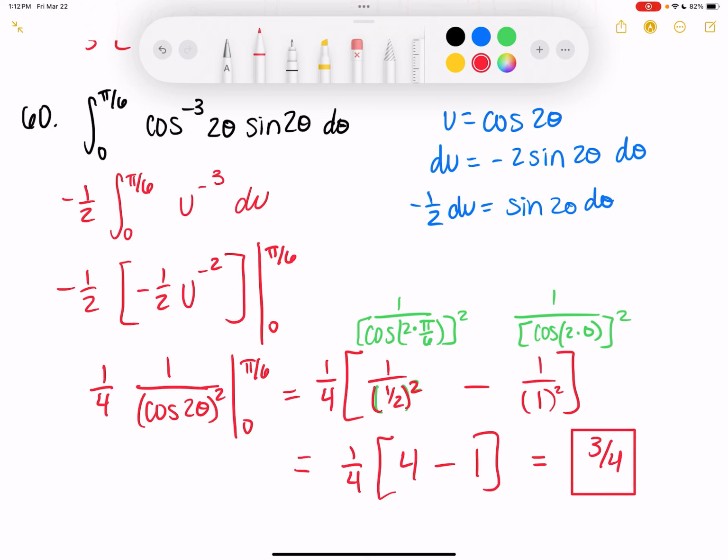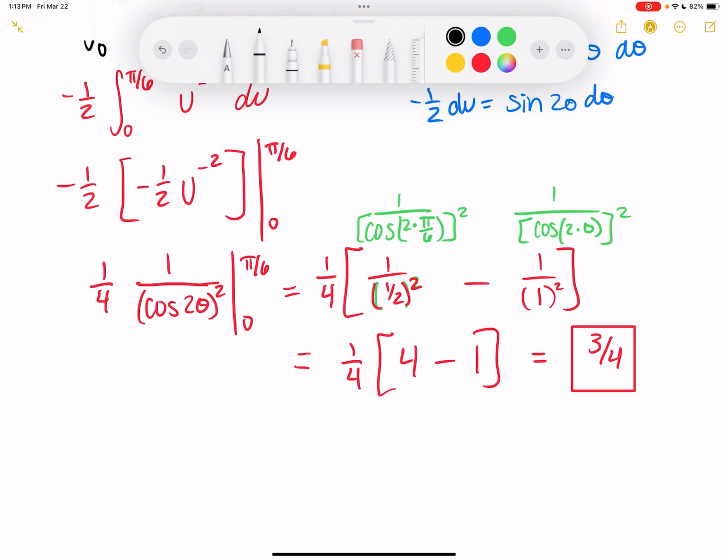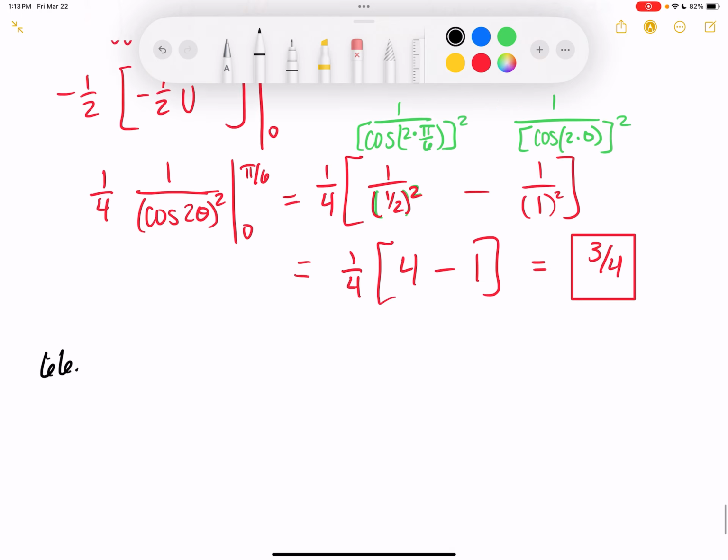All right, one last one because I don't think we've had, well, we might have had one like this, but it was like the first day. So, very last one. Not sure what just happened there. From 0 to 2, the integral of e to the x dx over 3 plus e to the x.